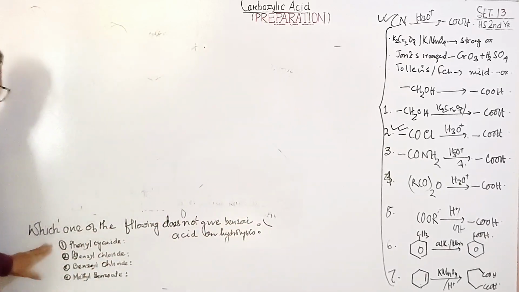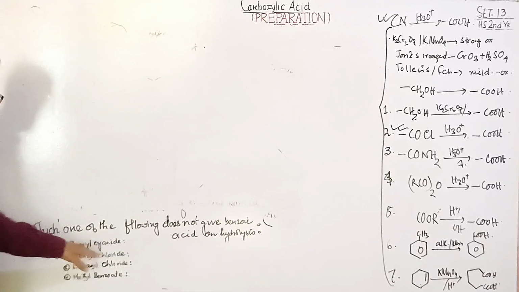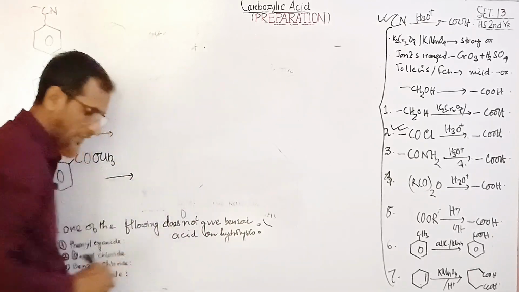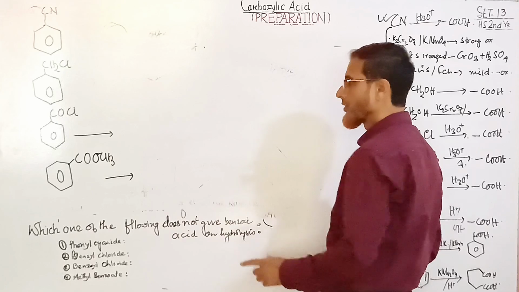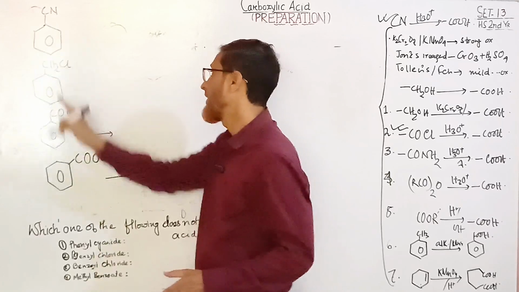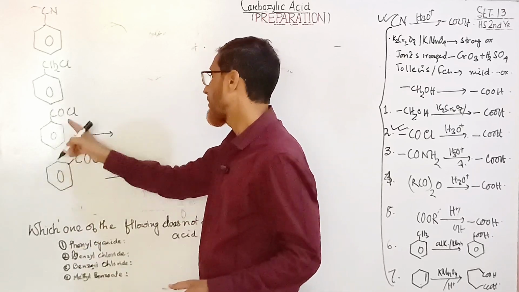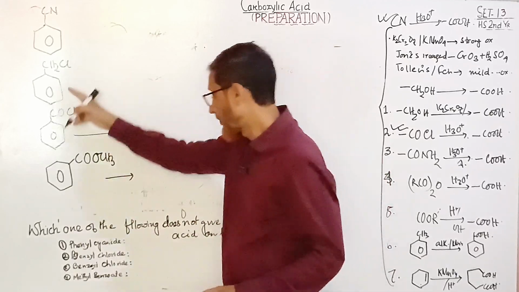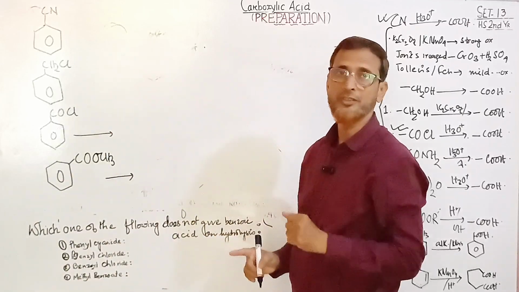Come to the next question. Which one of the following does not give benzoic acid on hydrolysis? First one is phenyl cyanide. First of all, what is the question you see? Which one of the following does not give acid on hydrolysis? These are the following: this is phenyl cyanide, this is benzyl chloride, this is benzoyl chloride, and this is methyl benzoate. If you cannot write this formula, you can't answer this one. And you are asked which one of the following on acid hydrolysis will not give benzoic acid.